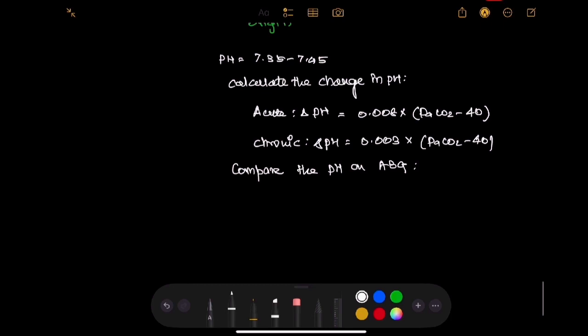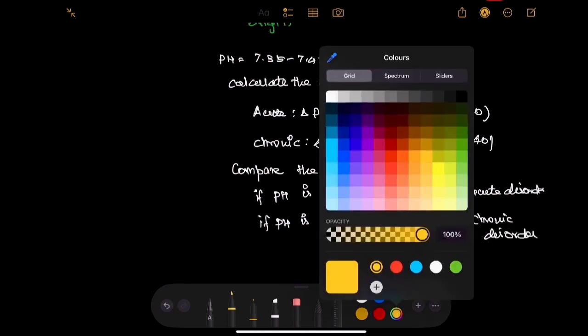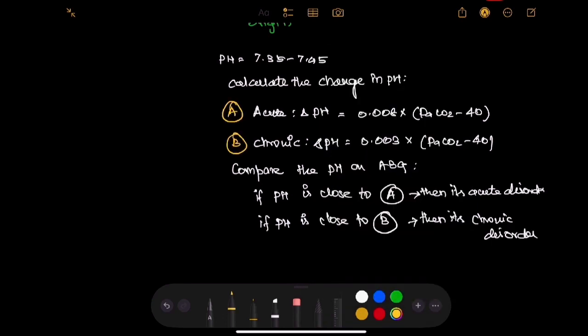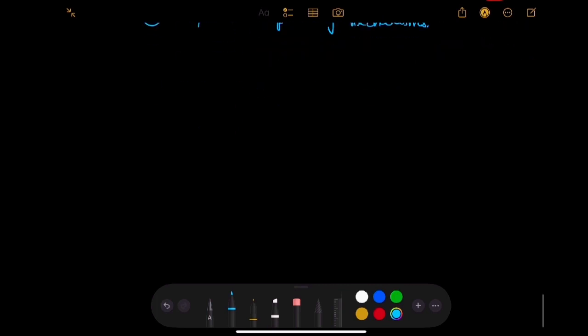We have to compare the derived pH with the measured pH in the ABG. If the pH is close to component A, which is the acute phase, then we call that respiratory disorder an acute condition. If the measured pH is close to the derived value of pH in B, then we call that condition a chronic disorder. So by using this simple formula, we can also conclude whether the respiratory disorder is acute or chronic, or it could be an acute on chronic condition. After assessing this, we have to check the compensatory mechanisms, whether it is fully compensated or undercompensated.